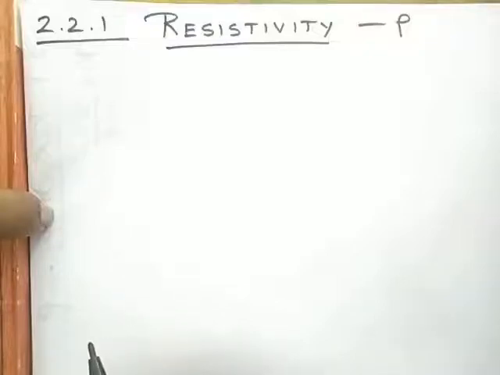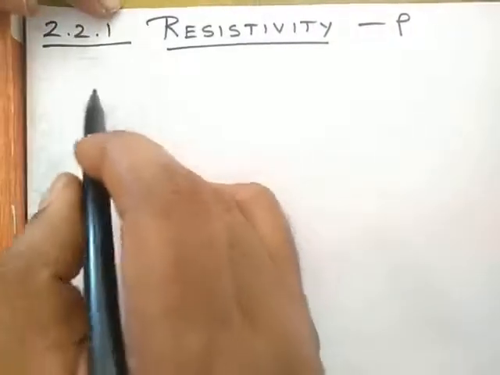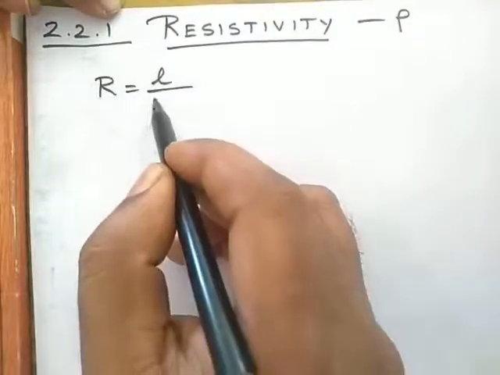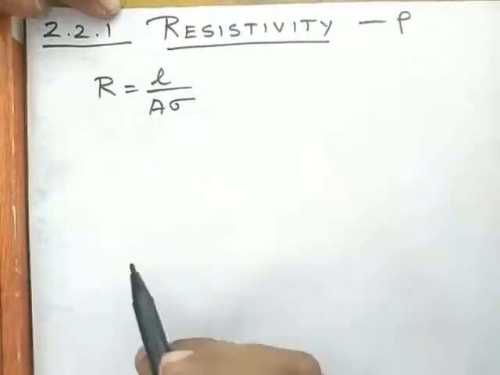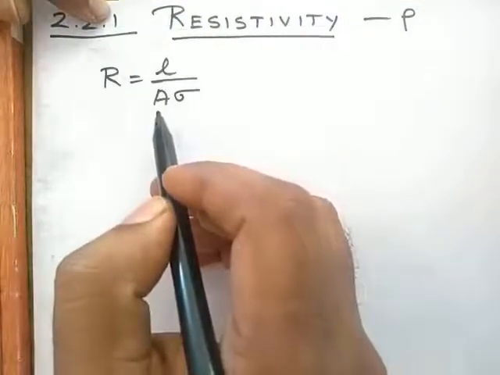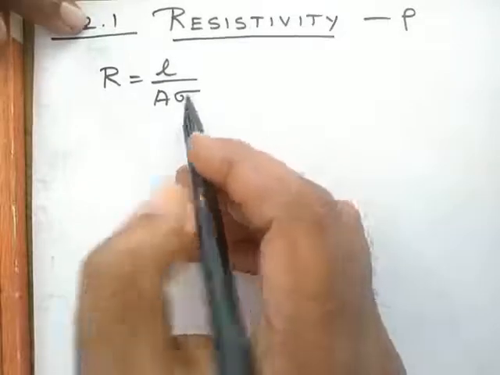Here is our next concept, resistivity. It is denoted by the symbol rho. On deriving Ohm's law, we define the resistance as R is equal to L by A sigma. Here L is the length of the conductor, A is the area of that conductor, and sigma is the conductivity.